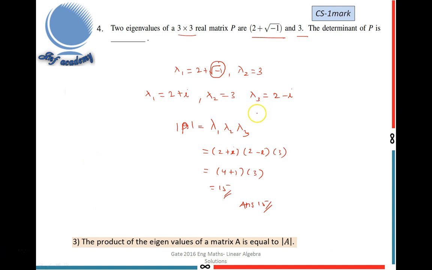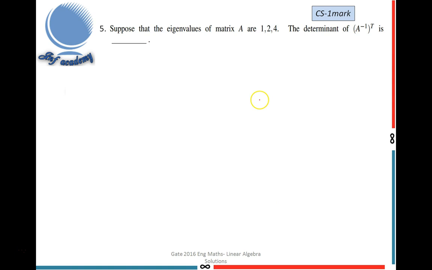Now let's move on to the fifth problem. Suppose that the eigenvalues of a matrix A are 1, 2, 4. The determinant of A inverse transpose is dash. It's from CS department. It has 1 mark. Given the eigenvalues of matrix A are 1, 2, 4.